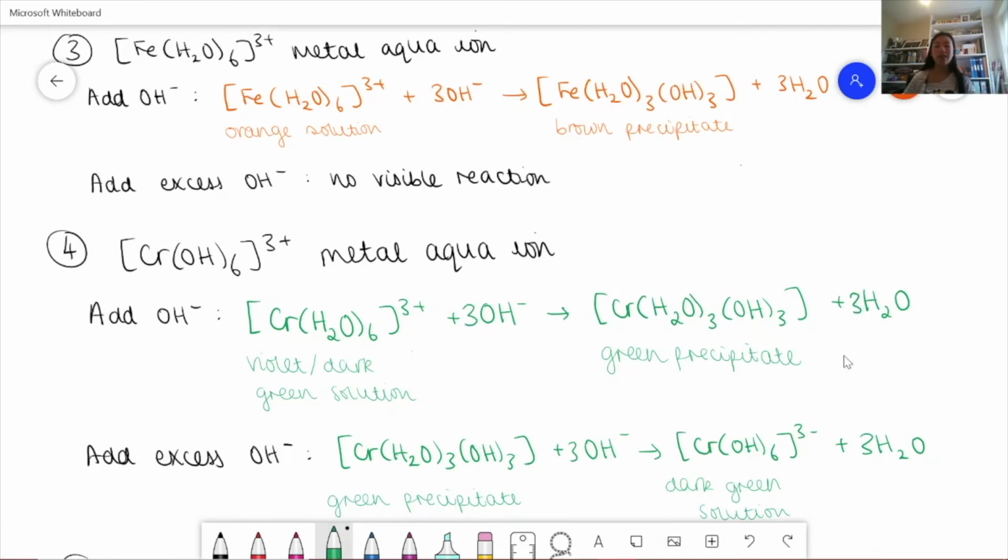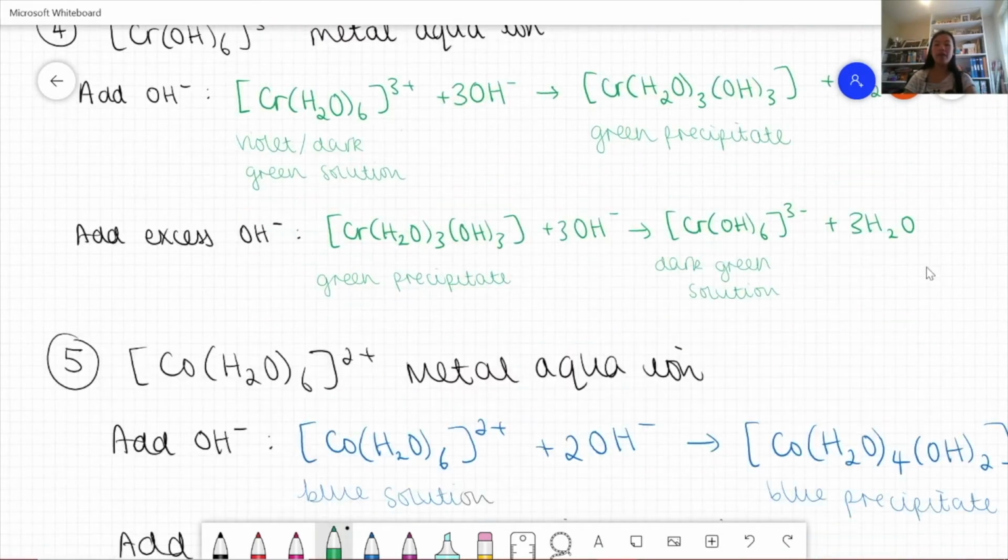And then this is what's different: when we add excess sodium hydroxide, this green precipitate then reacts with more of the hydroxide ions, and so a dark green solution is reformed, and we have a 3- ion. It's a solution because it's charged, so it's no longer a precipitate. And so more hydrolysis occurs. So these 3 OH- have taken away 3 H+ from 3 of the water ligands coordinately bonded to the chromium 3+ ion. And so we have 6 OH- ligands now attached to this chromium 3+, and that's why the charge is 3-. And of course, 3 waters are formed.